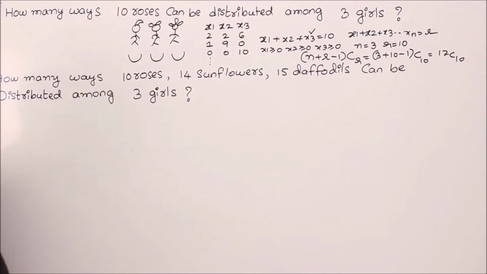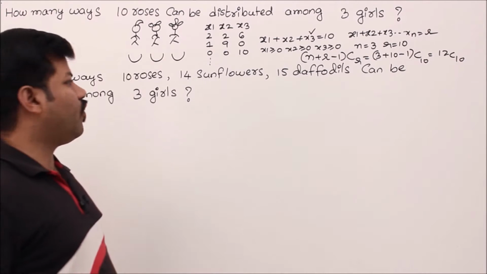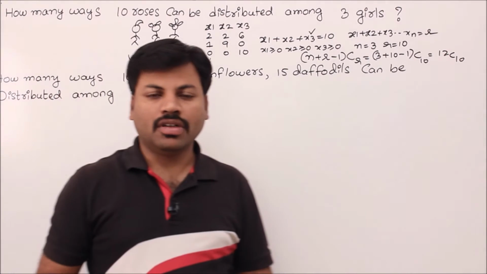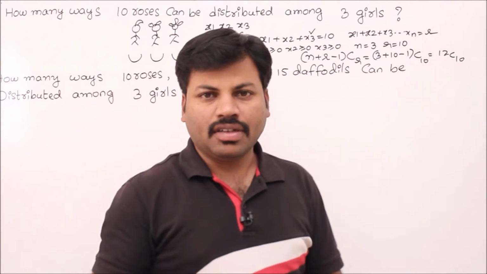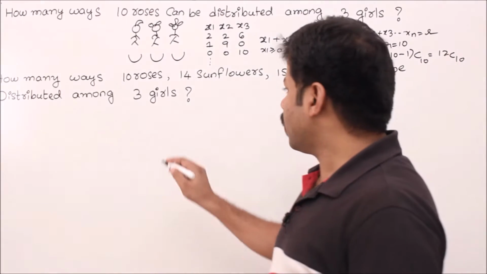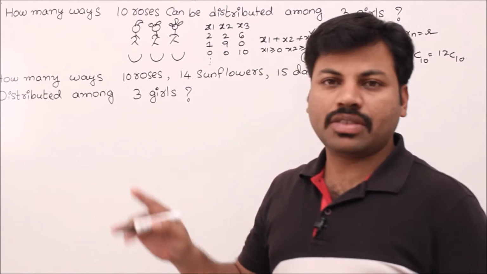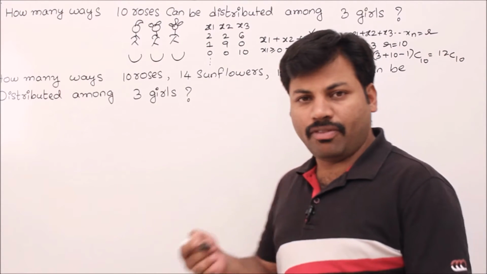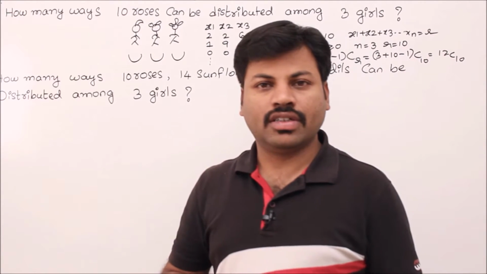How many ways can 10 roses, 14 sunflowers, 15 daffodils be distributed among 3 girls? Here the number of girls is 3 and the number of different flowers is 3. Then how to solve it? In the previous problem it was only one kind of flower, right? When you have multiple flowers, how to solve it?